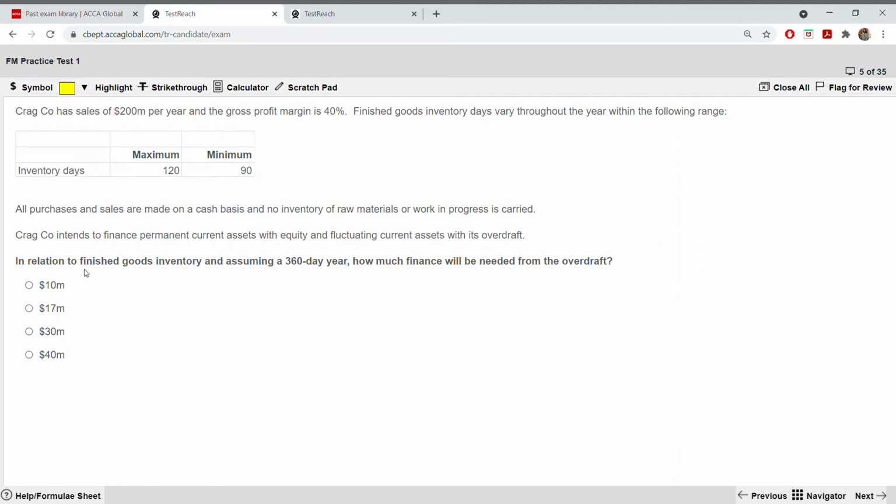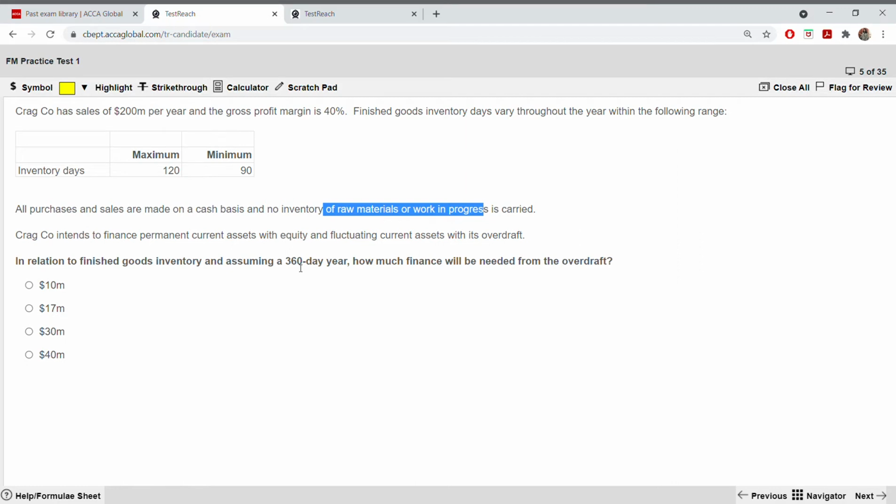So in relation to finished goods inventory, here there is no work in progress and no raw materials. They have told us, so you don't have to worry. Everything is finished goods only. So finished goods inventory, and assuming a 360-day year. Usually for inventory turnover and all, we use 365. But since they have given us a 360-day year, we are using 360 only.